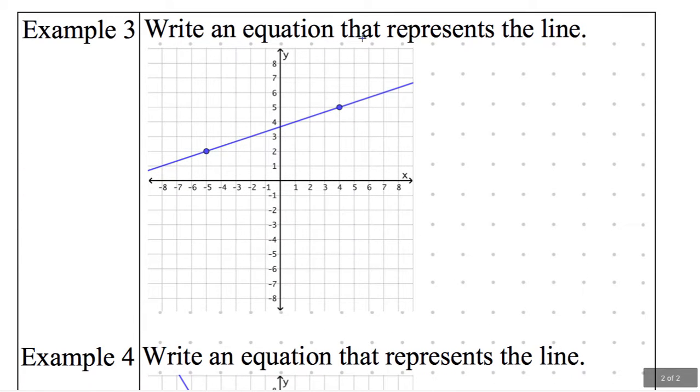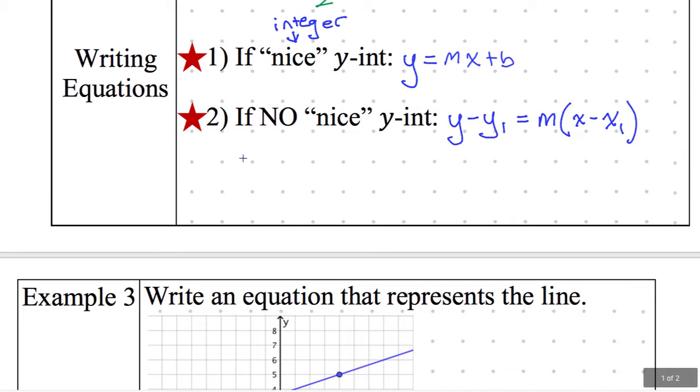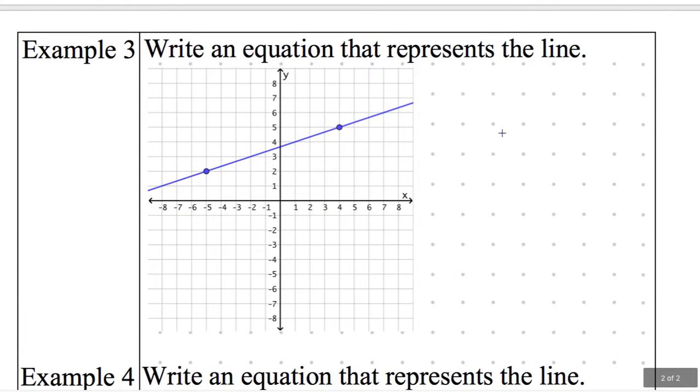So, example 3. I'm already telling you that this is a type 2 problem. It's not a nice y-intercept, so we're going to use point-slope form. Let's go ahead and rewrite point-slope form right here so we have it. Y minus y1 is equal to m, which is our slope, times the quantity of x minus x1.